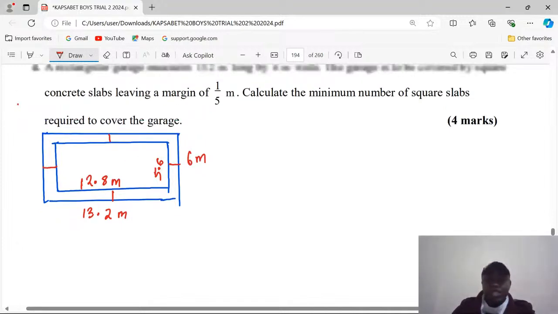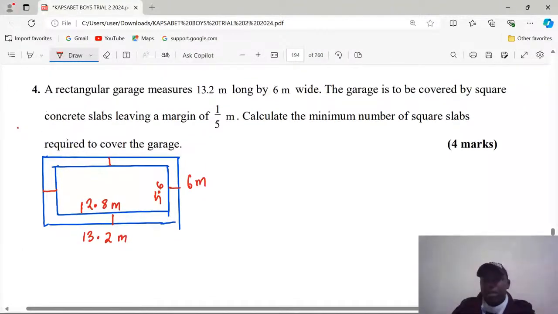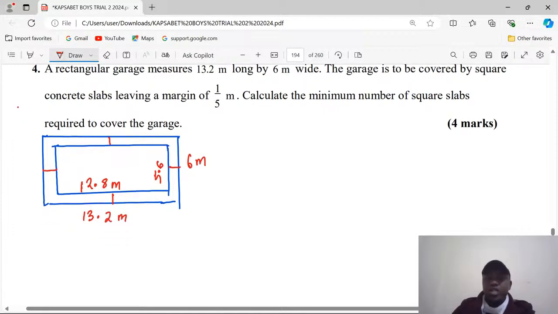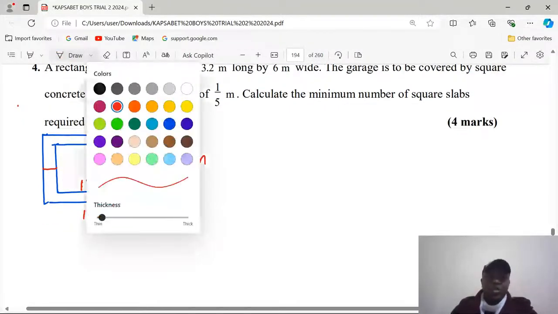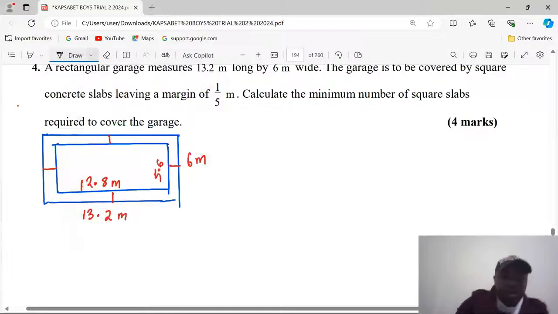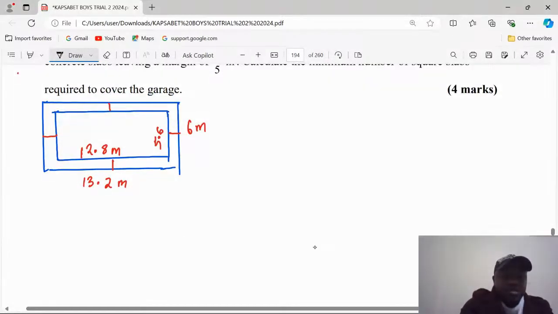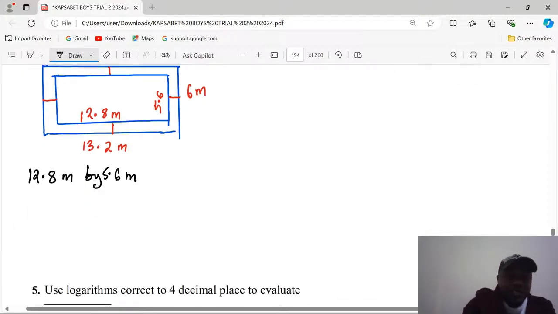Now that we have the internal dimensions, for us to get the dimension of a square tile which is going to cover this room, the minimum number actually, we need to get the GCD of the internal dimensions. The area that is going to be covered is 12.8 meters by 5.6 meters. So we're going to get the GCD of both 12.8 and 5.6.